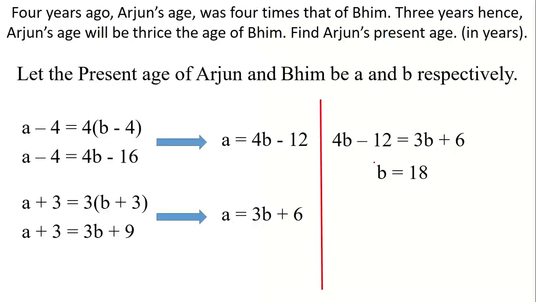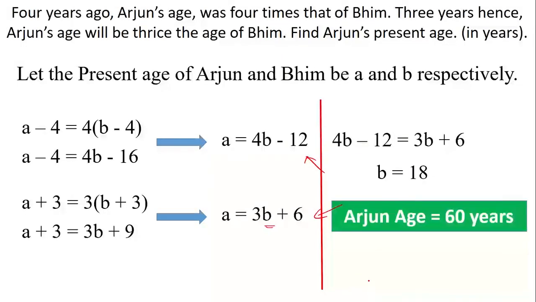If I get B equal to 18, I can substitute the value of B equal to 18 in this equation or in this equation to get the value of A. Let's put B equal to 18 over here. So 3 multiplied by 18 is 54. 54 plus 6 is 60. So Arjun's age will be 60 years.